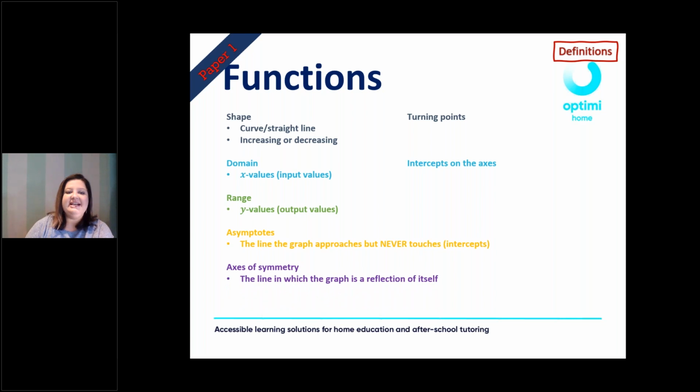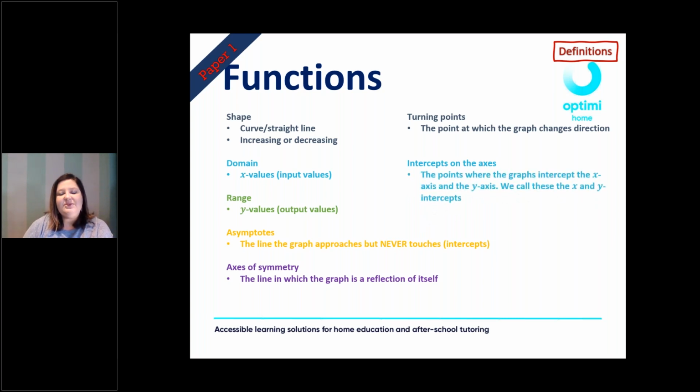The axis of symmetry is a line in which the graph is a reflection of itself. You've used symmetry a lot, so where on this graph can I draw a line that represents an axis of symmetry? A turning point is the point at which the graph changes direction. When you walk in a certain direction and you turn around, that's your turning point. That is exactly what happens with a graph, especially graphs with a power of 2 or 3, so your parabolas and cubics. Intercept with the axis is exactly what it means: the point where the graph intersects the x-axis and the y-axis, and we call these the x- and y-intercepts. We work a lot with these two points.